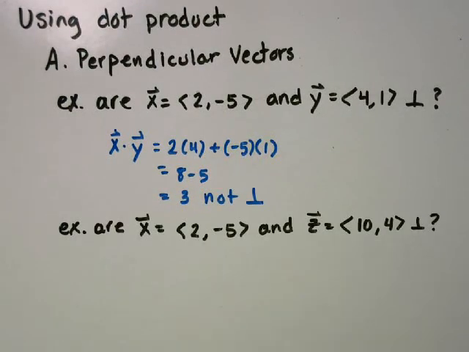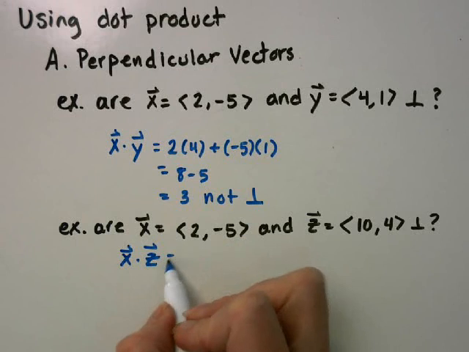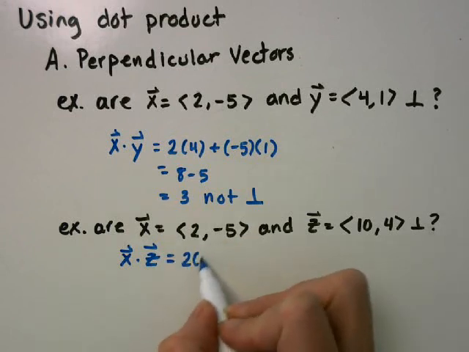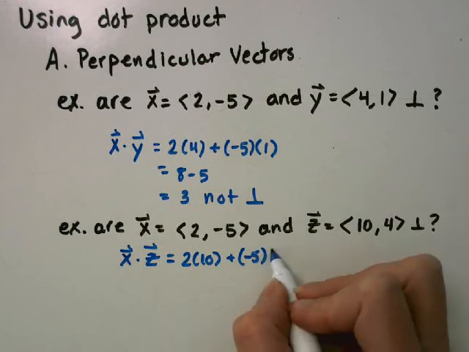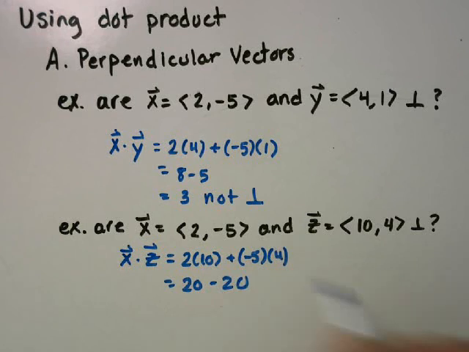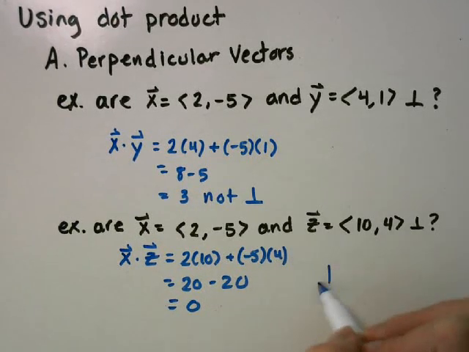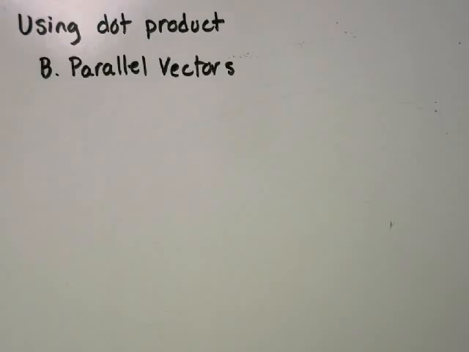Are the vectors x, which is still (2, -5), and z, (10, 4), perpendicular to each other? So let's do the dot product. We'll have 2 times 10 plus -5 times 4. So we're going to have 20 minus 20, which is 0. So these vectors are perpendicular to each other.